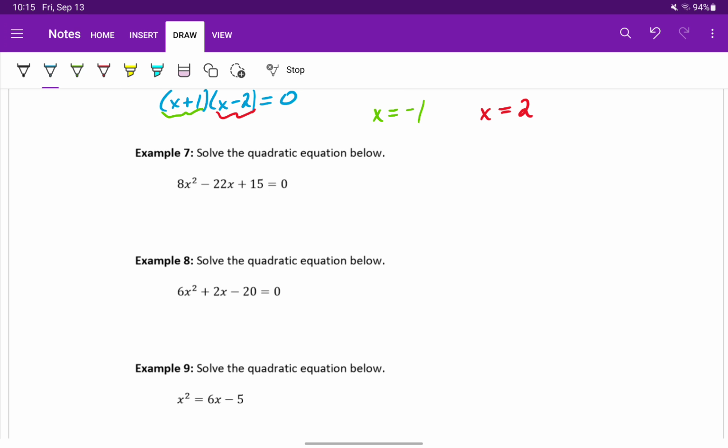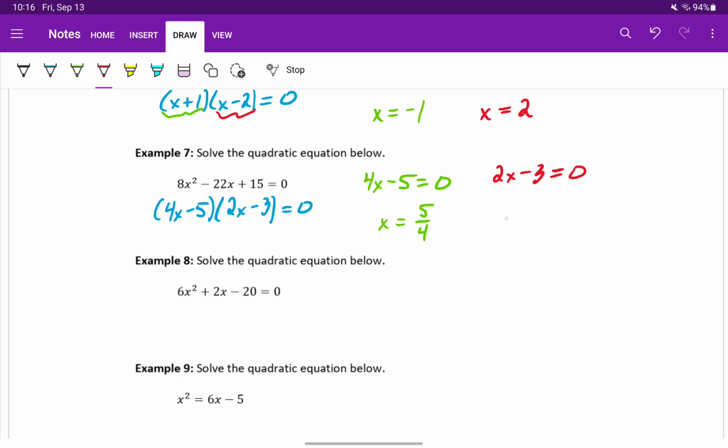In example 7, which is the same problem we had in example 2, we could factor this as 4x minus 5 times 2x minus 3. And then we again have two equations to solve. 4x minus 5 is equal to 0, and 2x minus 3 is equal to 0. To solve here, we'd add 5 and then divide by 4 to get x is equal to 5/4, and x is equal to 3/2 as our two solutions.